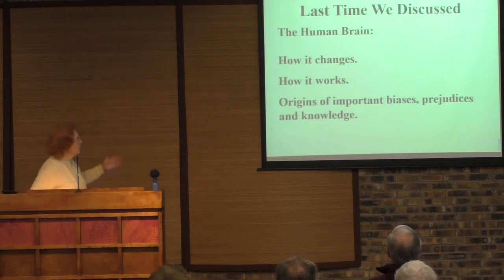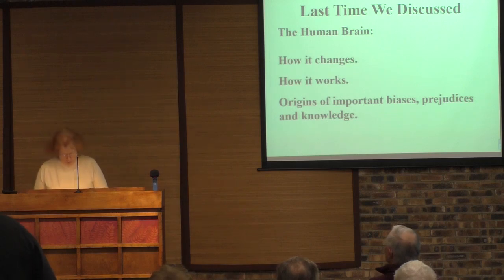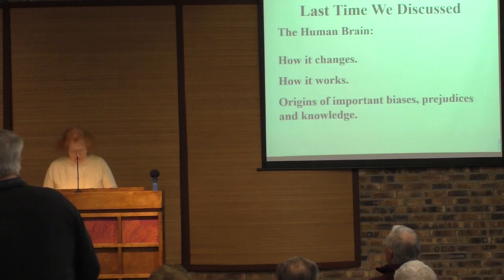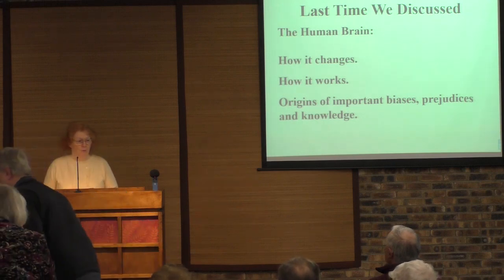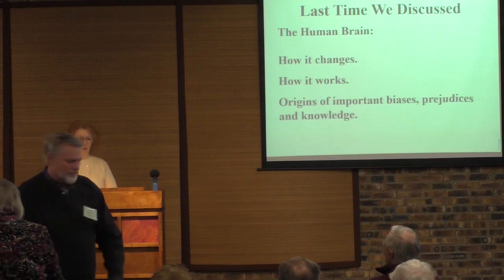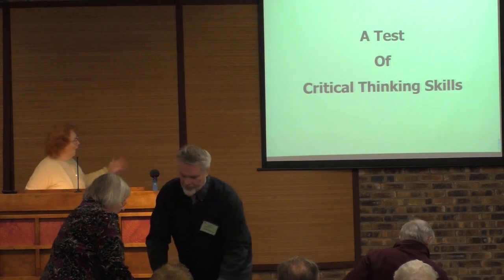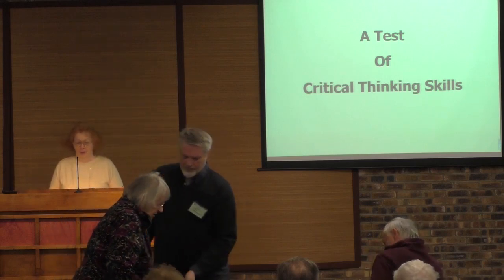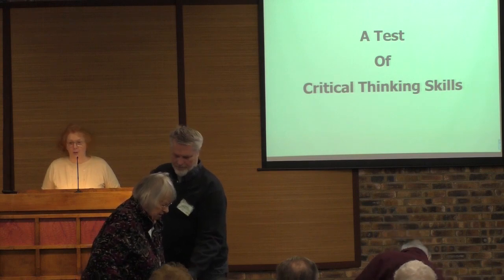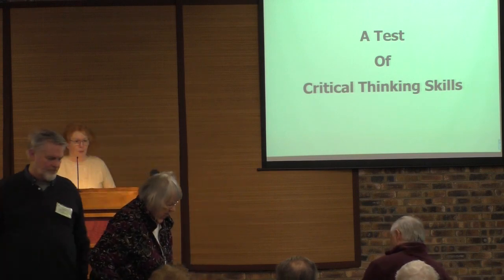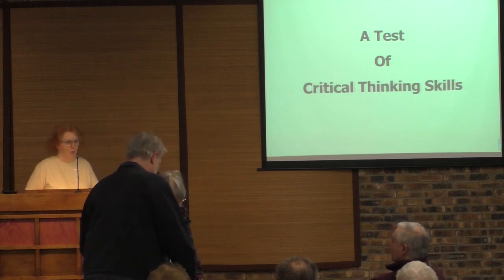Last time we discussed the human brain. We looked into how it changes and how it works. We looked at the origin of biases, prejudices, and knowledge. So at this point, you are all highly skilled, ready for a test of critical thinking skills. Now I warn you, this test can be passed by children. We all know that the child-proof cap, if you want to open it, you hand it to a child. So here we are. This is a test for children.